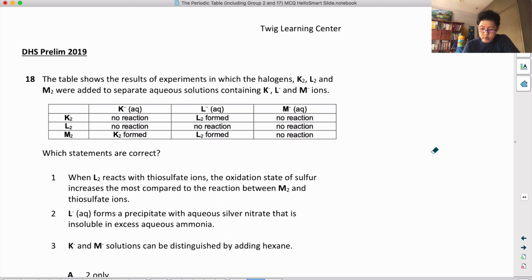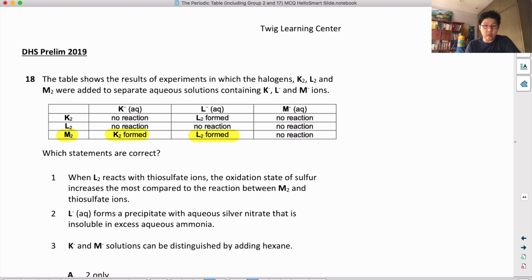Results of three halogens K2, L2, and M2 added to separate aqueous solutions. So you can see from here, K2, L2, M2. M2, when it reacts with K minus and L minus, K2 and L2 are formed. You can see over here, K2 forms, L2 forms. So it shows that M2 must be the most reactive halogen, right?